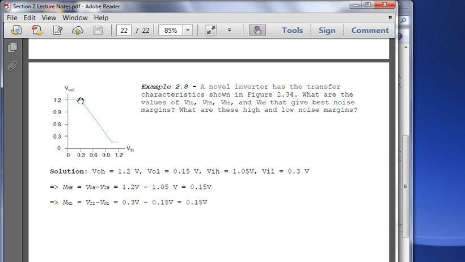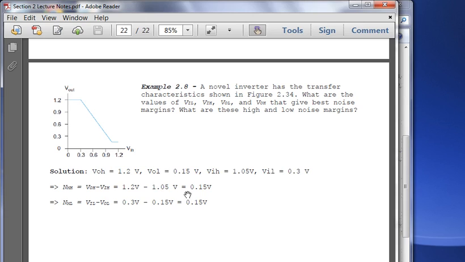So then to figure out NMH, you just have VOH minus VIH. So this becomes 1.2 minus 1.05. And so our noise margin range is 0.15 volts. So our noise margin is the point where our input ranges between 1.05 to 1.2.